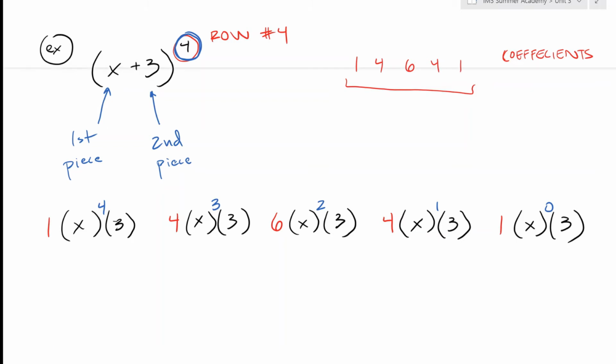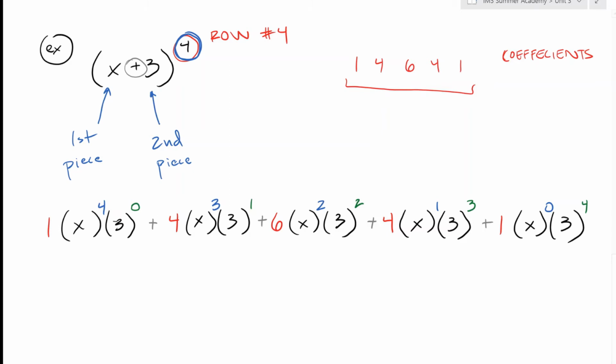The opposite thing happens for the second piece. The second piece starts at 0 and works its way up. So 0, 1, 2, 3, and 4. The last thing you check for is the sign in between. And if it's a plus sign, then everything is going to be plus signs. We'll see a minus sign a little bit later. This technically is your answer.